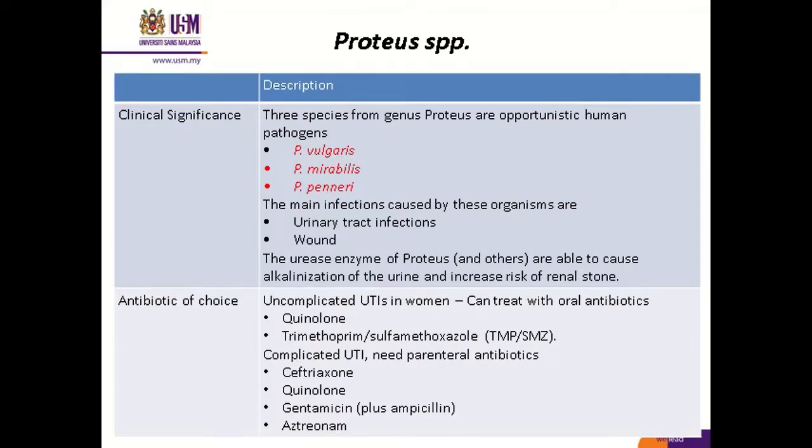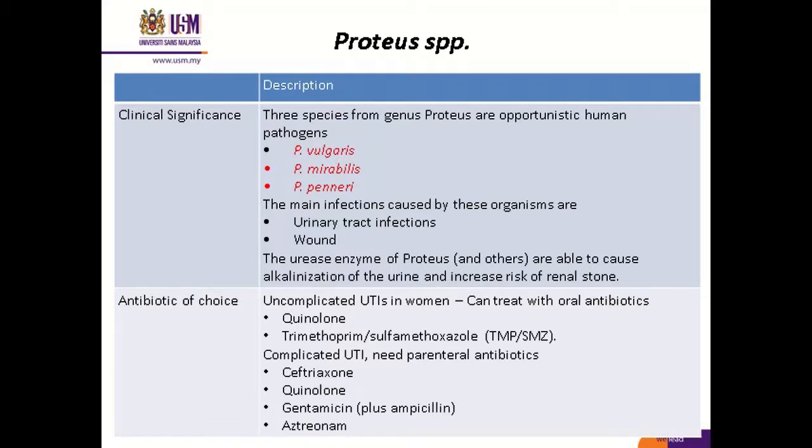For the clinical significance, three species from the genus Proteus are opportunistic human pathogens: Proteus vulgaris, Proteus mirabilis, and Proteus penneri. The main infections caused by these organisms are urinary tract infections and wound infections. The urease enzyme of Proteus and others is able to cause alkalinization of the urine and increase the risk of renal stones.